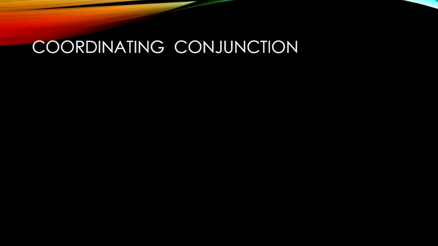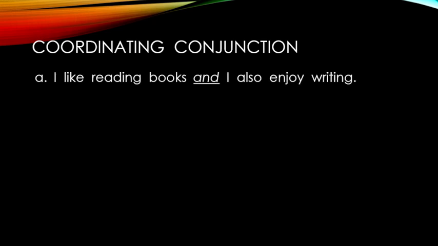Let's see the first example. I like reading books and I also enjoy reading. Here, "I like reading books" is one sentence, and "I also enjoy reading" is another sentence. Both have the same meaning, but in a different way. Both have equal importance, so at the time we have to use the conjunction called "and".